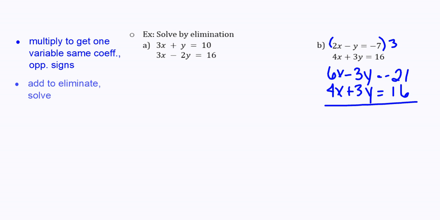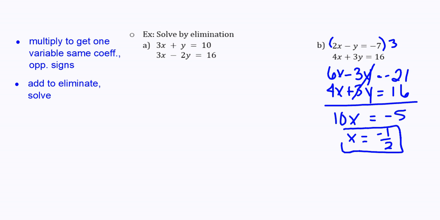Next thing I want to do is add to eliminate, so I'm going to add going down. So 6x plus 4x is 10x. These cancel out. And negative 21 plus 16 is going to give me negative 5. Then divide by 10. And I get x is equal to negative 1/2. So there's my value for x.